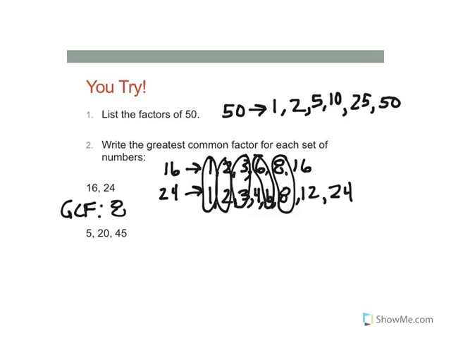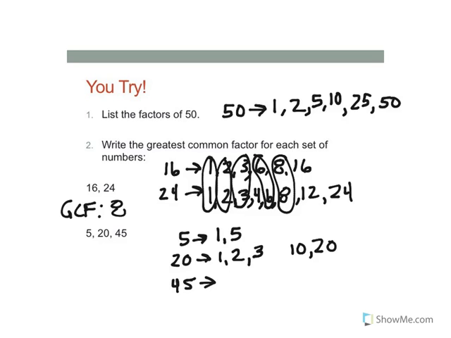The next one, we have 5, 20, and 45. So we need to list the factors of each of these numbers first. So 5 is prime, so it's only 1 and 5. For 20, we have 1 and 20, 2 times 10, and 4 times 5. For 45, 1 and 45.